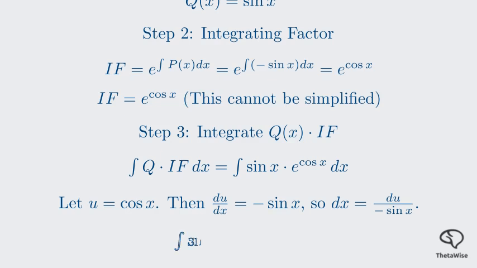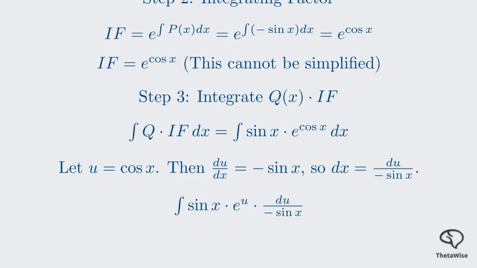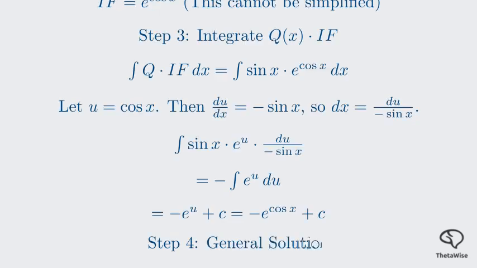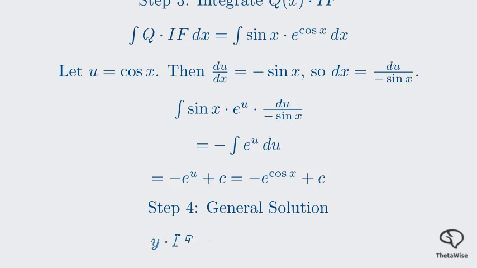Now substitute these into our integral. We have the integral of sine x times e to the u, all times du over negative sine x. The sine x terms cancel perfectly. We are left with the integral of negative e to the u du. The integral of e to the u is just e to the u. So we have negative e to the u plus C. Finally, we substitute u back with cosine x to get negative e to the cosine x plus C. Step 4. General solution. Our general solution formula is y times IF equals our result from step 3.